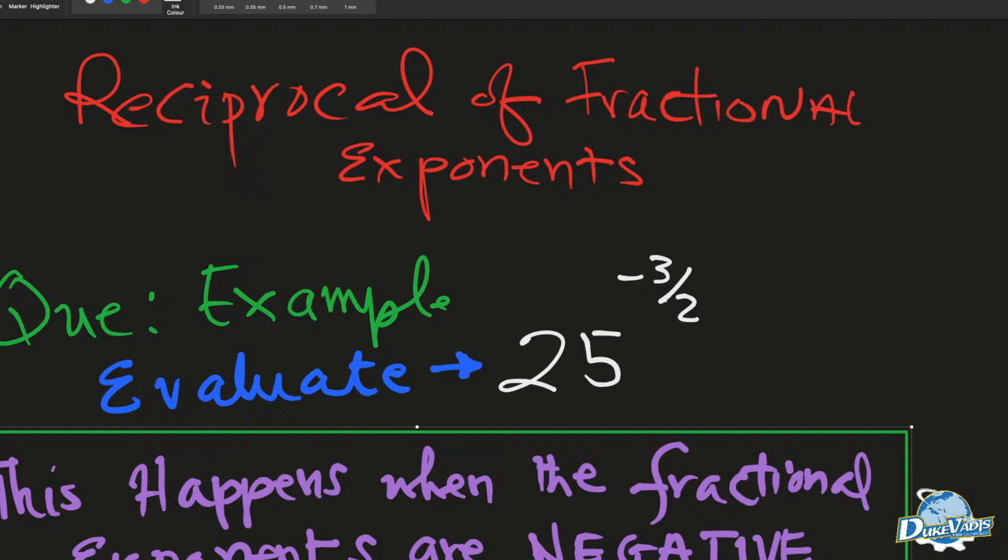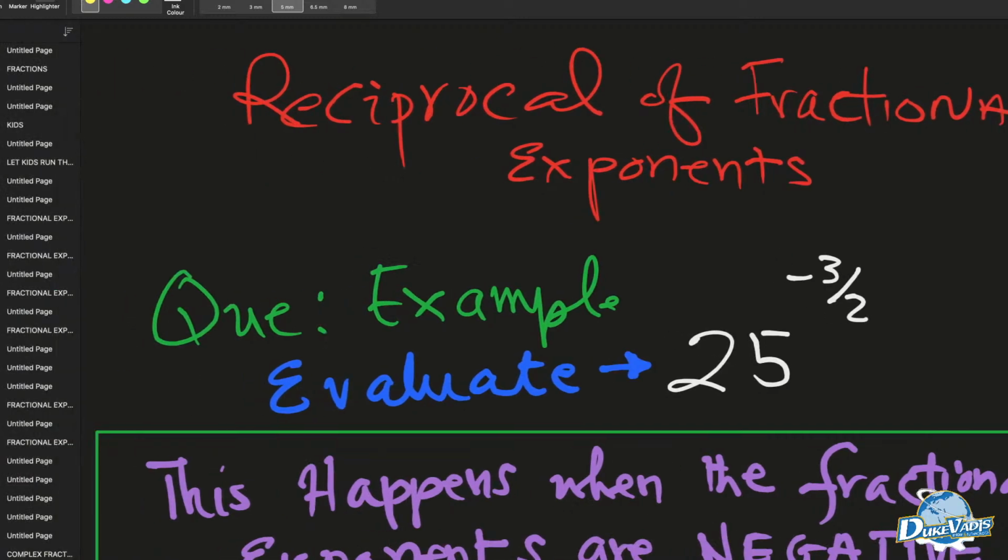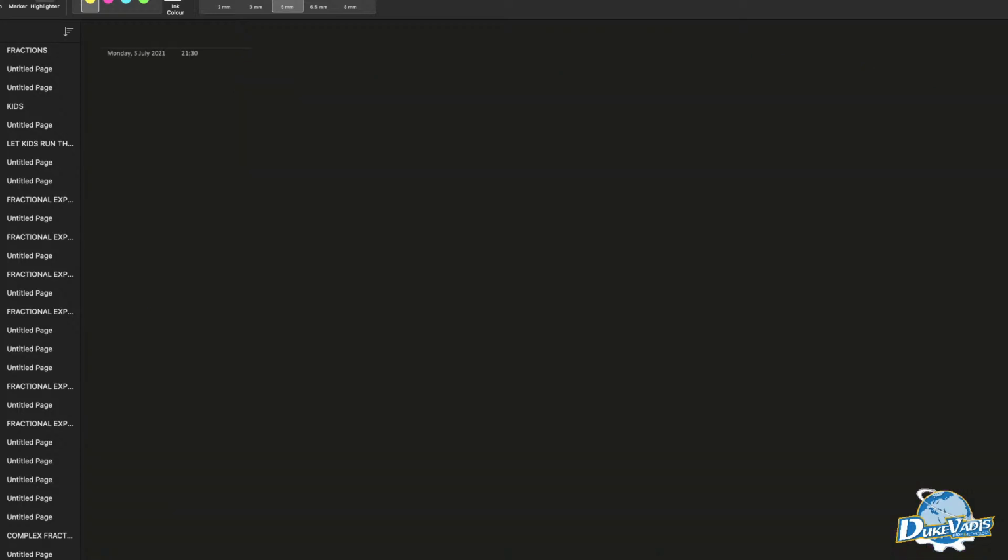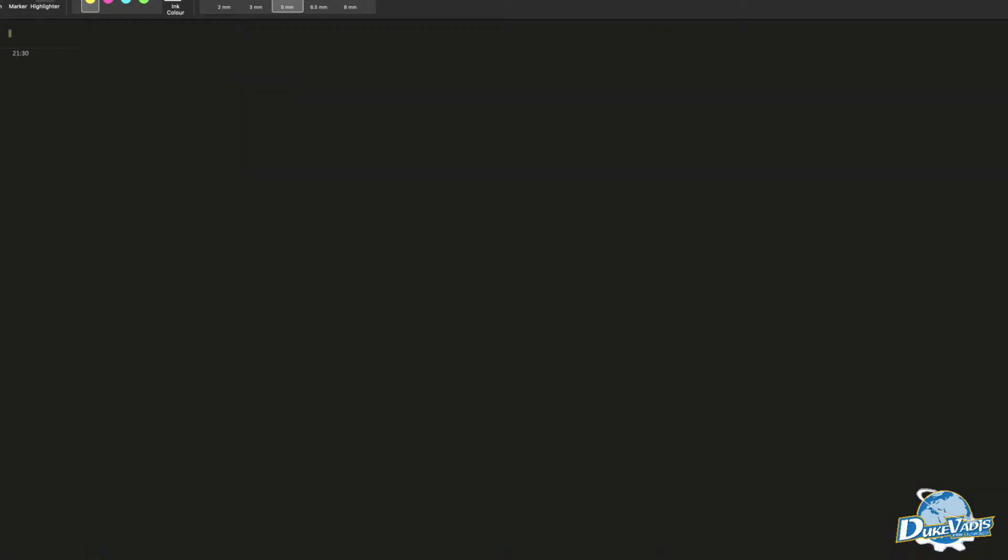You see, friends, in all the ones we have done, we didn't come across negative values. They were all positive values. But this time, we have 25 raised to the exponent negative 3 over 2. This happens when the fractional exponents are negative. So how do I explain that? Let's open a page and talk more about why it looks like that.